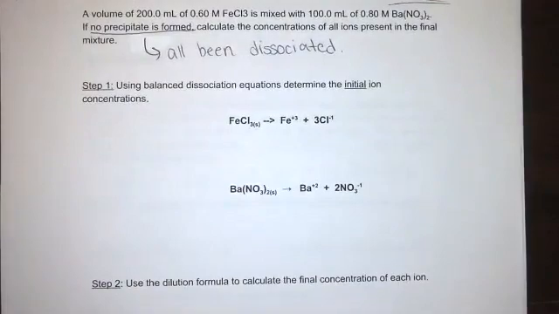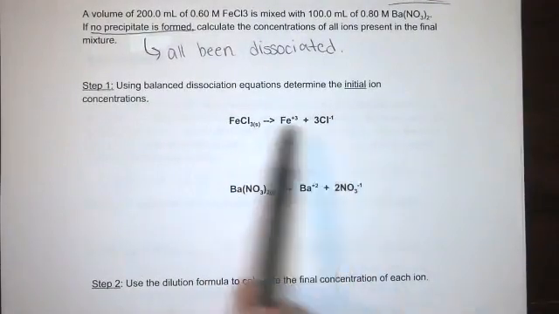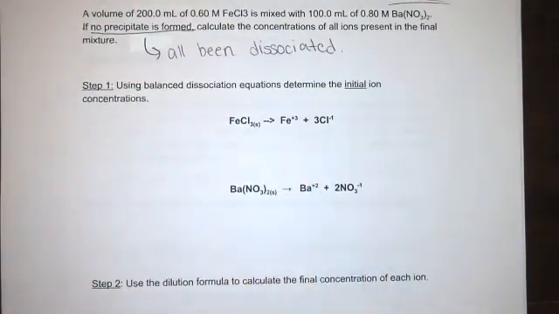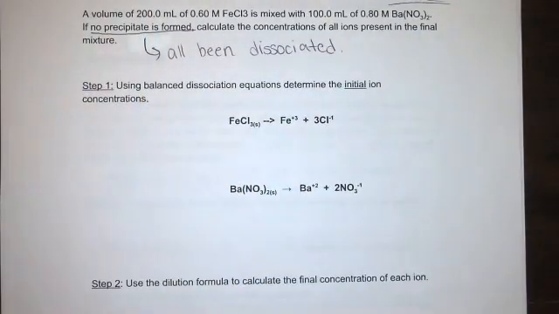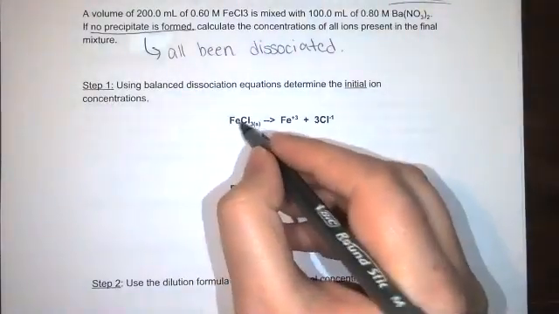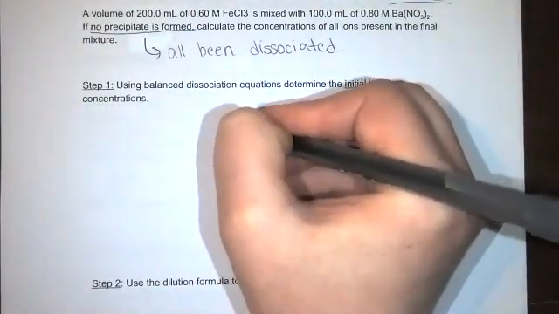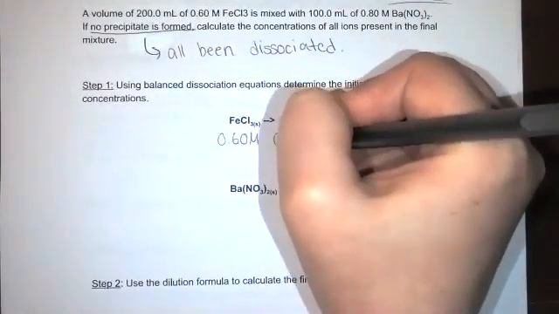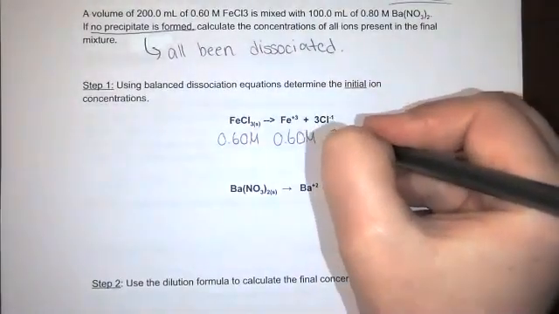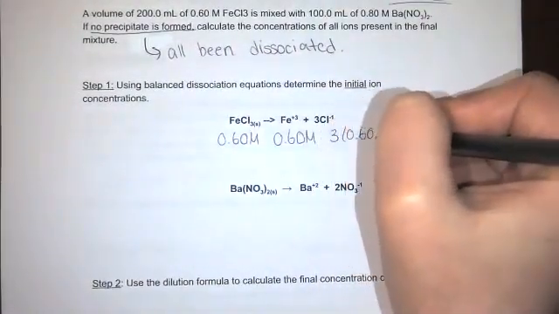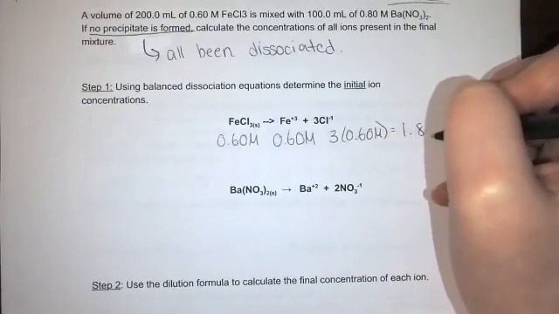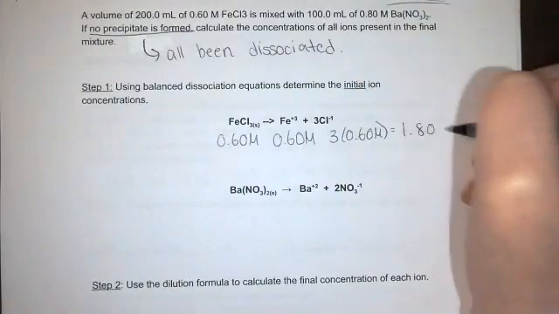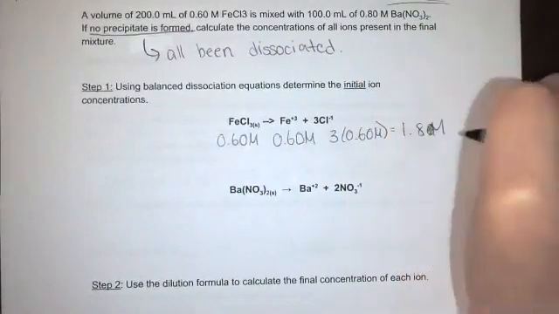So step 1 is just to balance my dissociation equations, and I've actually done this already, to determine the initial ion concentration. So here I'm going to find what my ion concentrations would have been in their initial solutions before I combine them together. In my iron chloride, I had 0.6 molar. So 1 to 1, this is still 0.6 molar of my iron, but I have 3 chloride ions. So I'm going to multiply this amount by 3 to find that my chloride concentration is 1.8. And that will be 2 sig figs.